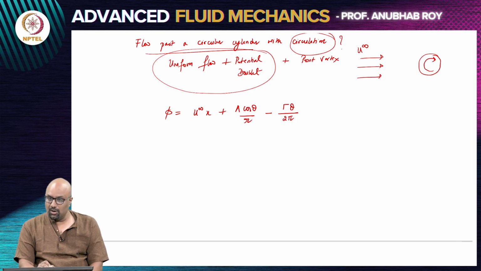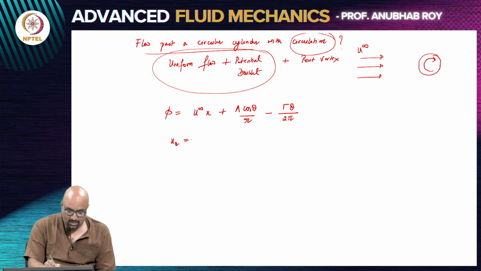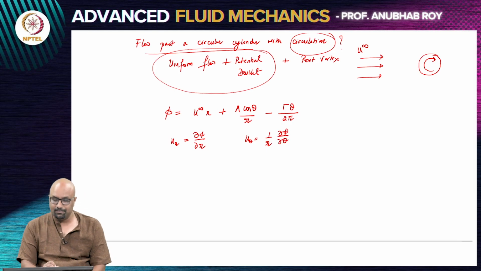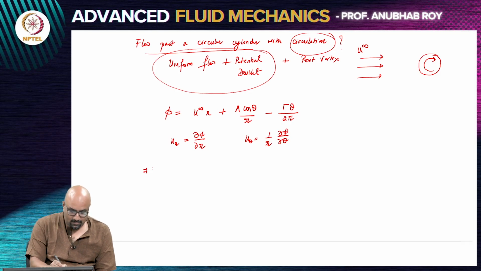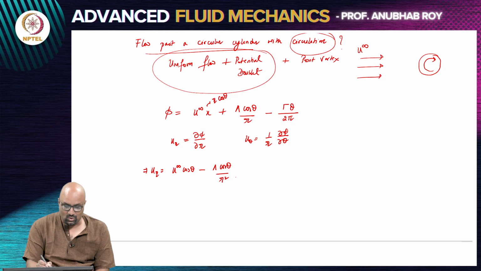So, if you go about calculating your radial and tangential velocity field, you know what your UR is. UR is dou phi dou r, u theta is 1 by r dou phi dou theta. Now, the radial velocity UR would be this x, we need to realize it is in polar coordinates r cos theta. So, that turns out to be u infinity cosine theta minus lambda cosine theta by r square.